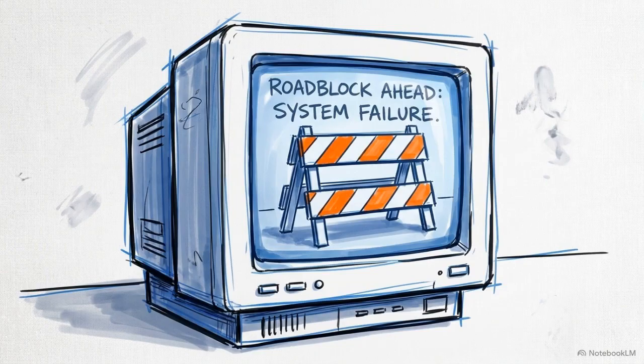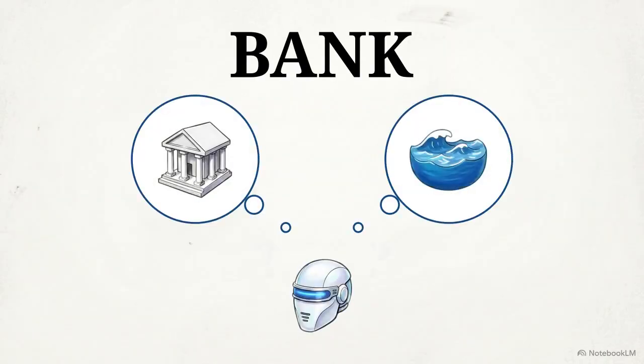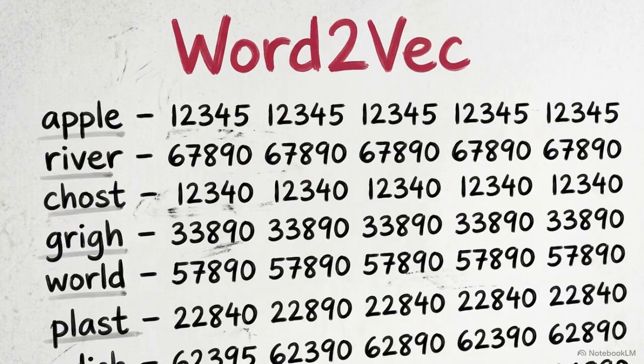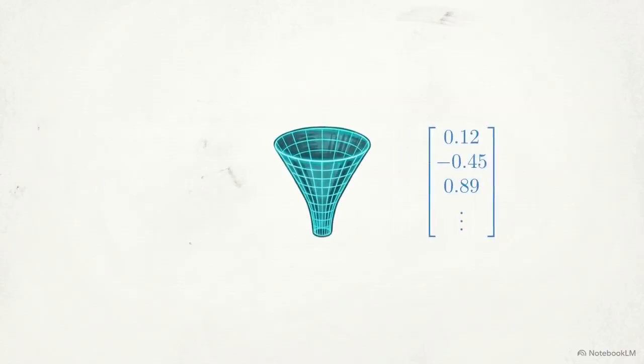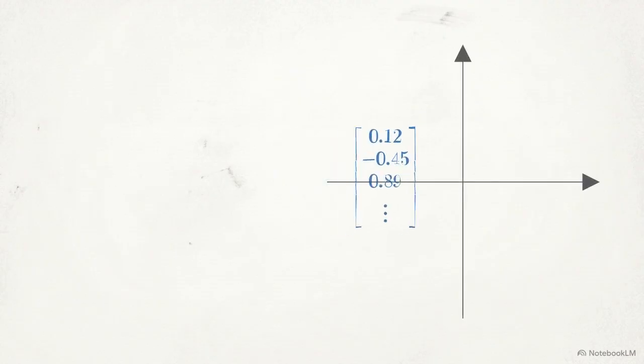But for early artificial intelligence, this was a massive roadblock. Machines couldn't tell these meanings apart, causing them to fail at basic reading comprehension. To understand why, we have to look at how older language models, like Word2Vec, worked. They translated text into lists of numbers called vectors, which act like mathematical coordinates for meaning.